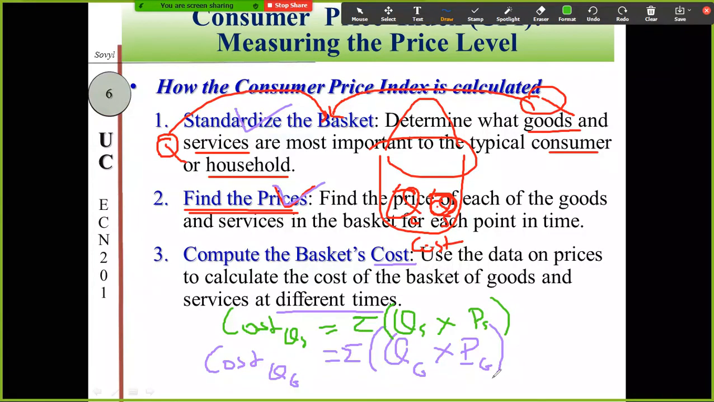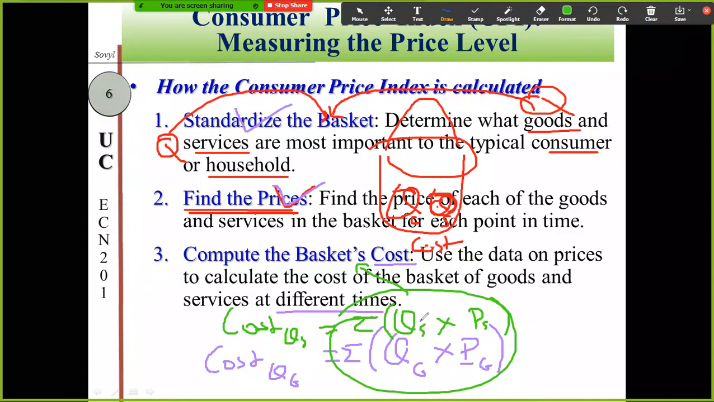So when you know the total cost of goods in your basket and you know the total cost of services in your basket, add them together. This is what we call the basket cost, or the cost of the basket.